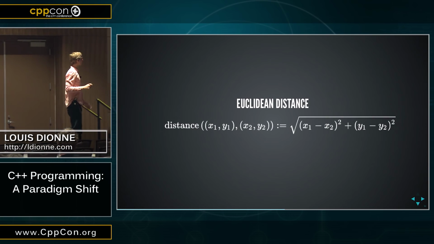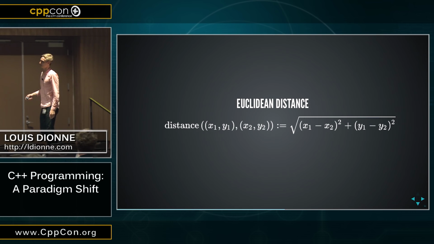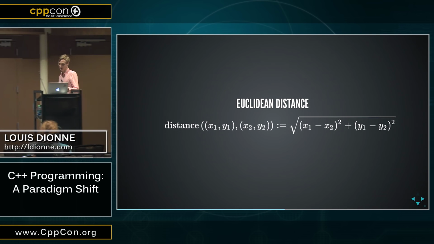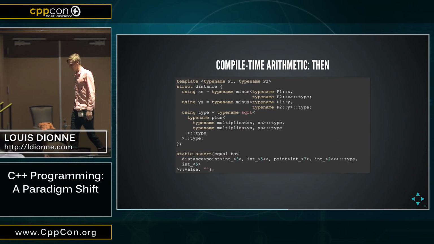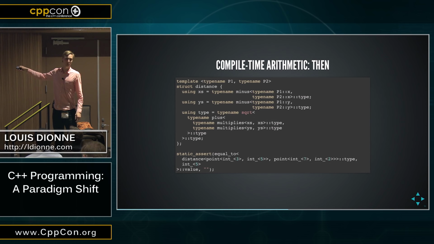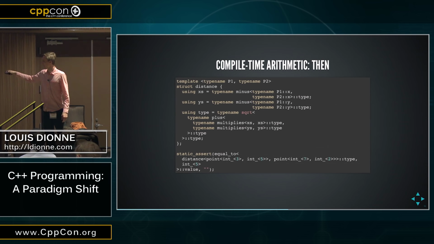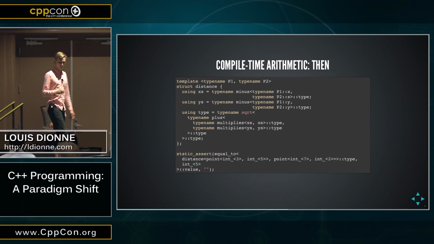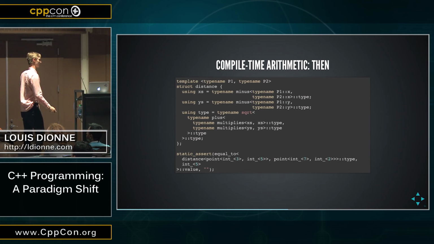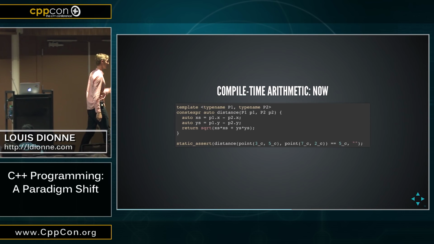Okay. Now let's see a real-world example. So we're going to compute the Euclidean distance in a 2D plane. This is the formula. This is what it looks like. Normally, I would have to define minus, square root, brace yourselves, plus, multiplies and stuff like that, equal to, and then I just compute my distance. And it's a bit verbose, but it works very well. Now this is how we can do it now.